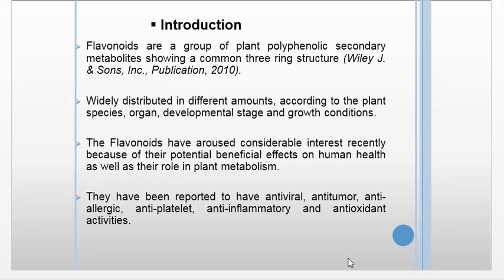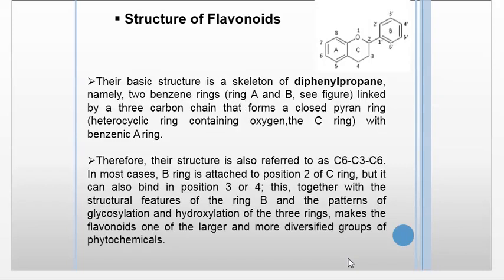They have been reported to have antiviral, anti-tumor, anti-allergic, anti-platelet, anti-inflammatory and antioxidant activities.